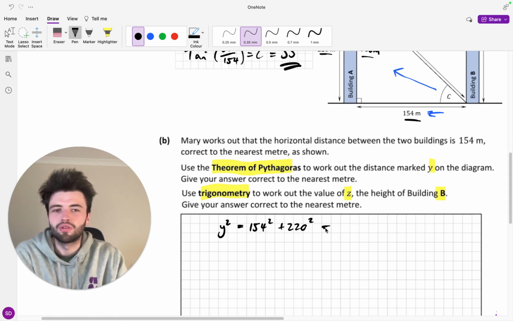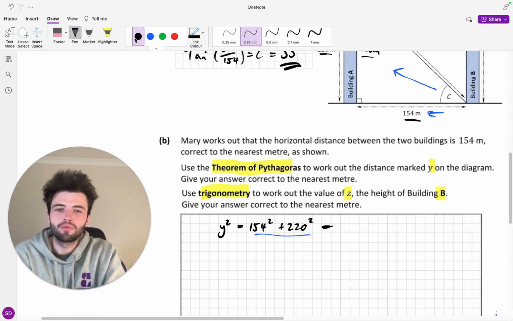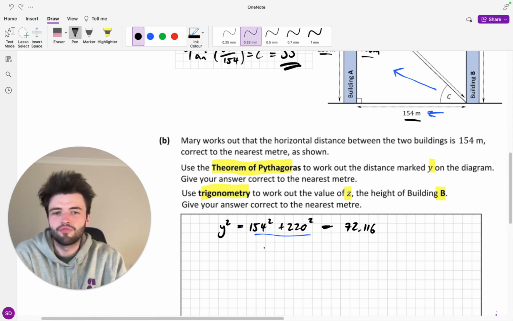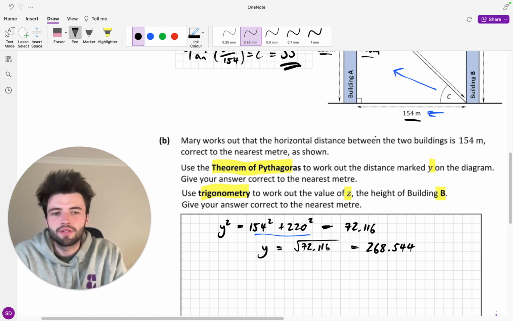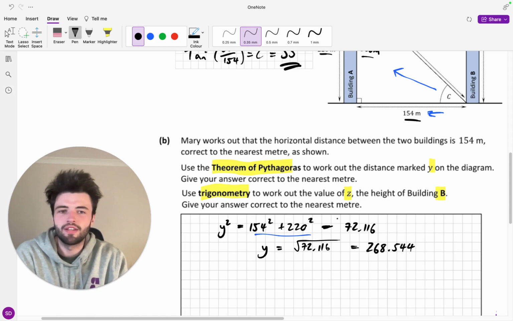And so we can just plug this part, this 154 squared plus 220 squared, into our calculator to find the value of y squared. And so y squared is going to be 72,116, and so to find y we just take the square root of both sides, and we get that y is equal to 268.544, but we need to give this correct to the nearest meter.